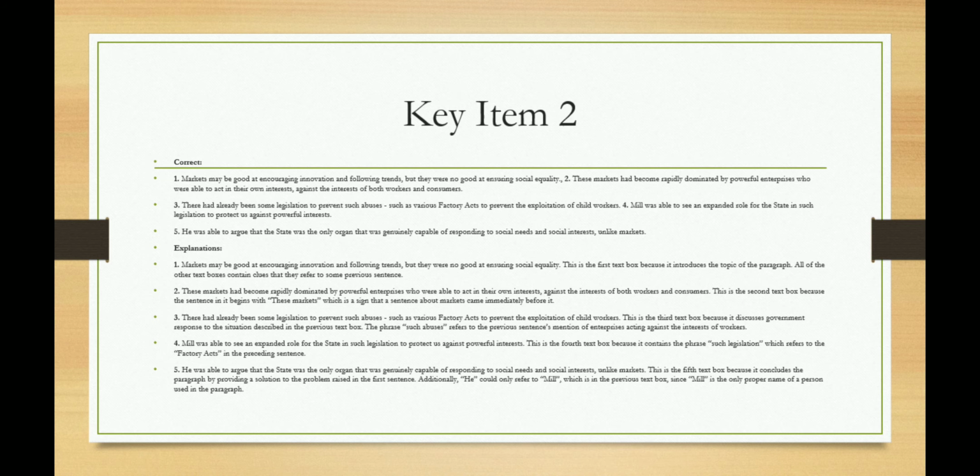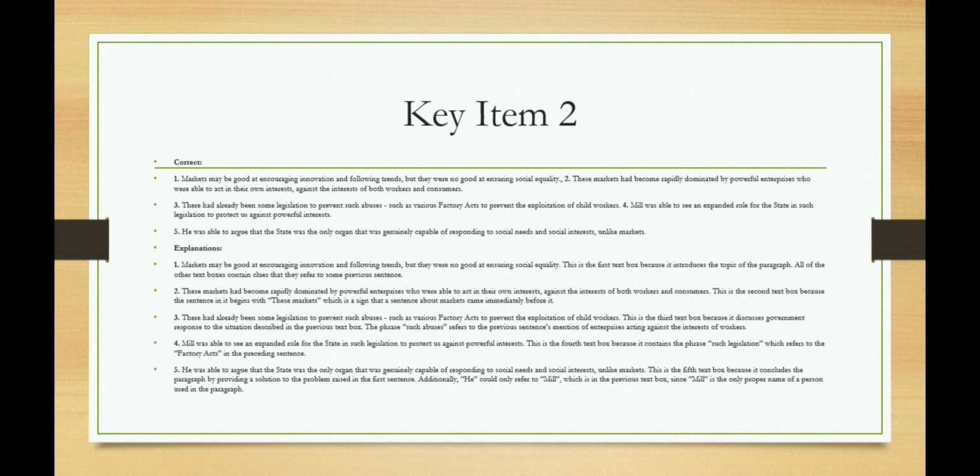Moving to the next again here. So the correct order is given first, then the explanation. So as I said, these markets was the first text box over there, but that shouldn't be the first, because it comes at the second place, these markets. So markets may be good at encouraging innovation and following trends, but they were no good at ensuring social equality. Okay, so it talks about some markets which talk about the donor, doesn't talk about social equality.